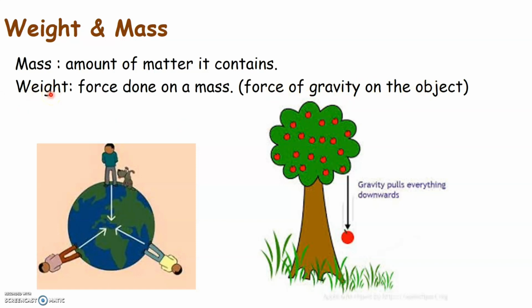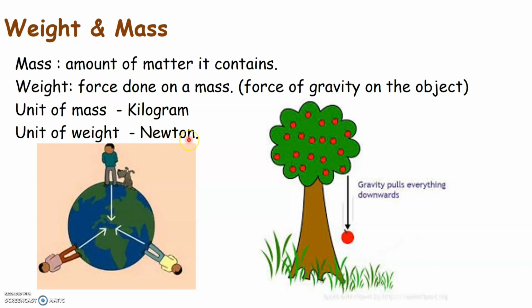Mass, as we have just learned, it is measured in kilogram, while weight, it is measured in Newton. So the unit of mass is kilogram, while unit of weight is Newton. But you will be studying about difference between weight and mass in your higher classes in detail.